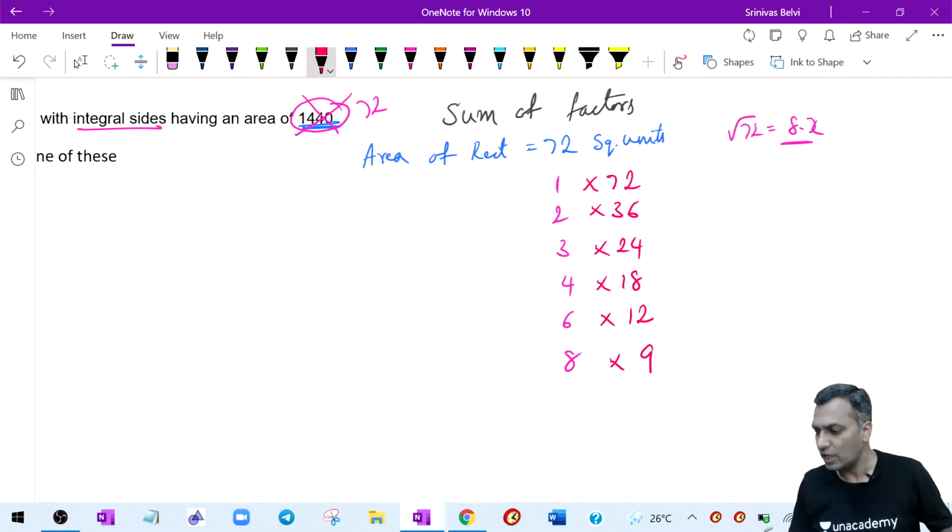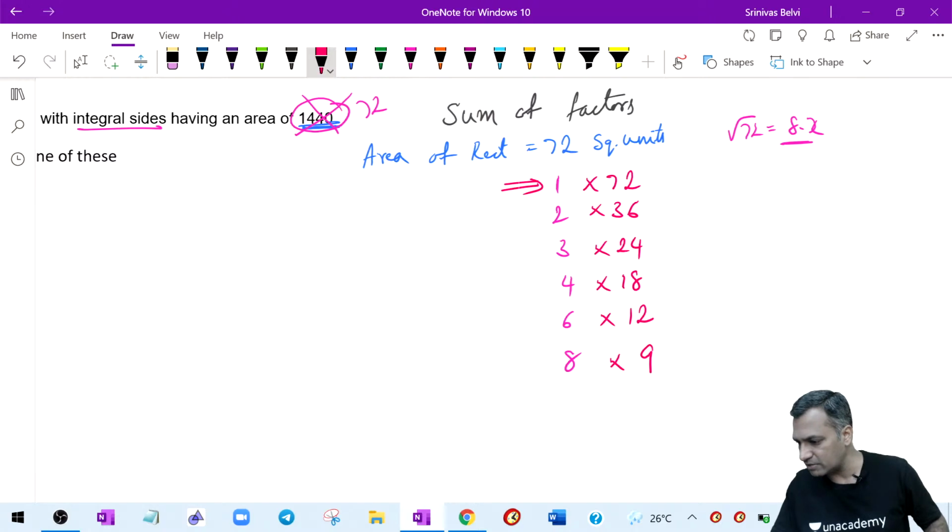These are the dimensions of the rectangle. One side is 1, the other side is 72, which means when I draw the first rectangle, it might look something like this, a slender strip. 1 across 72. This is 1 and this is 72.